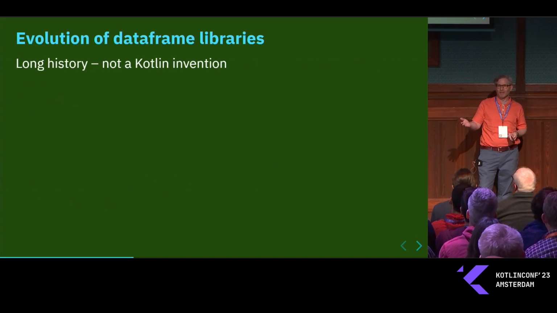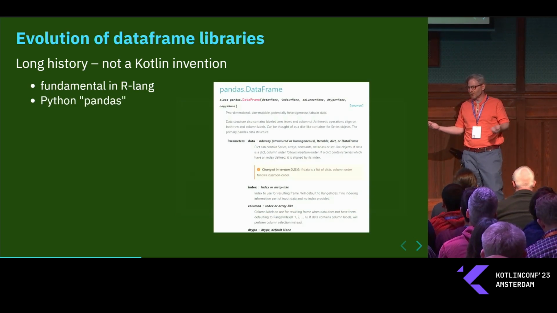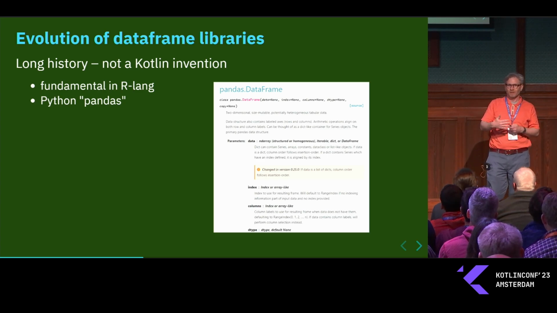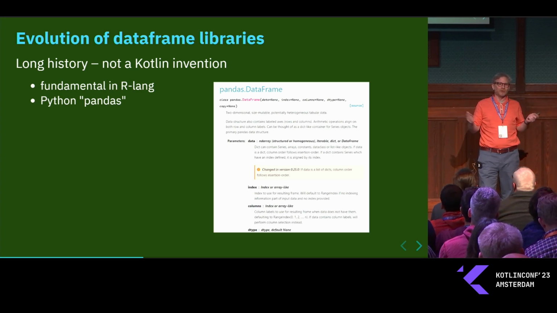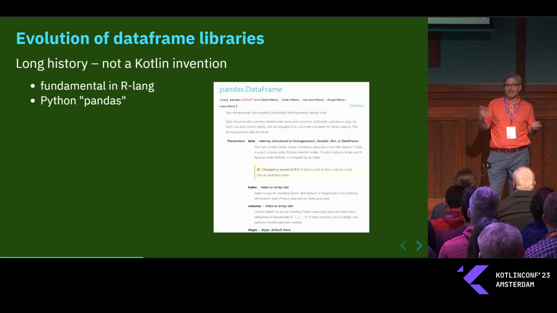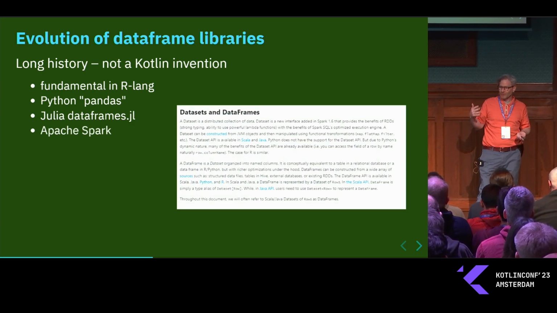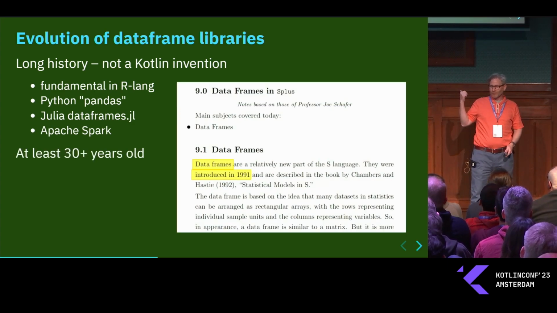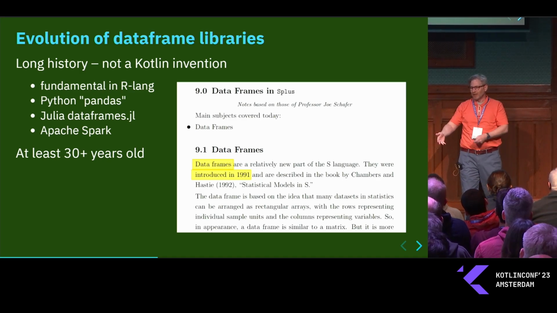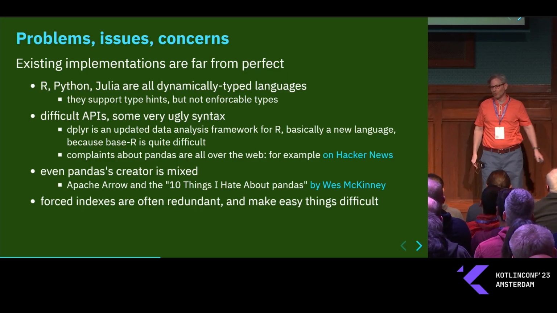So data frame is not a Kotlin thing. It's been around for a long time. The R language basically has had data frame since its origin. Pandas in Python is probably the most popular data transformation and analysis library in the world. It's super popular. That's why Python is the gold standard right now of data analysis, specifically because of pandas. The Julia language has leveraged data frames from the beginning. You see it in Spark. Just doing a little research, the S language, which was the precursor to the open source R language, introduced data frames in 1991. So it has a long history, and now it's come into the Kotlin world.